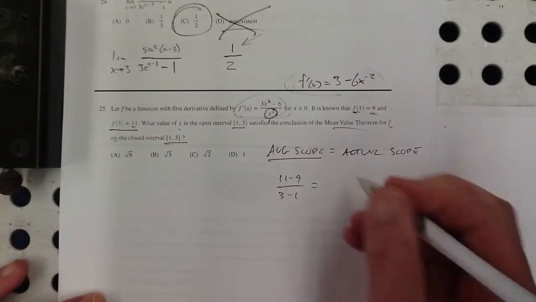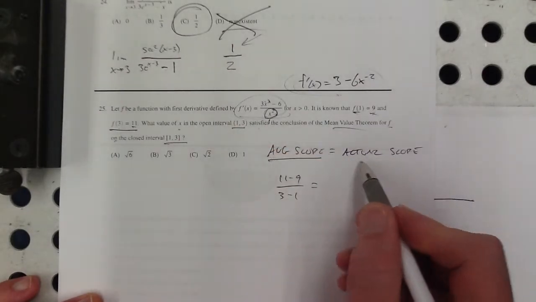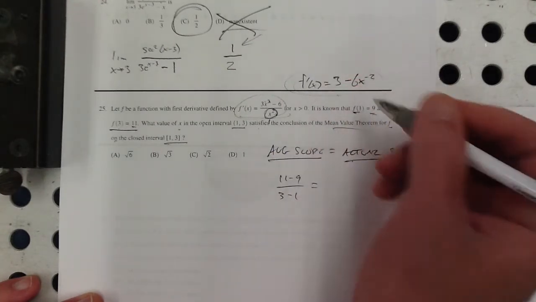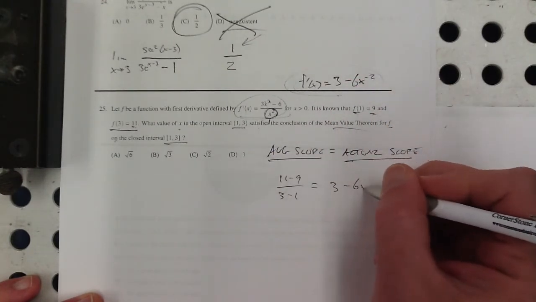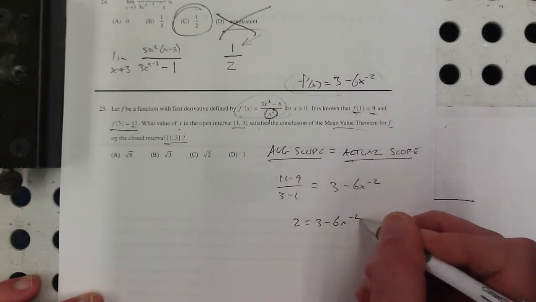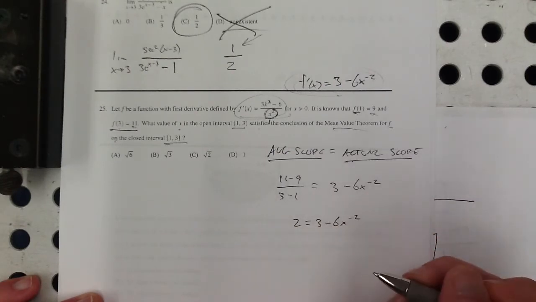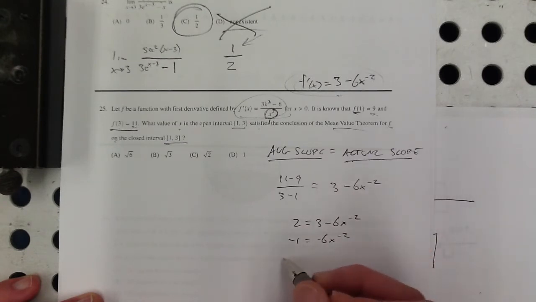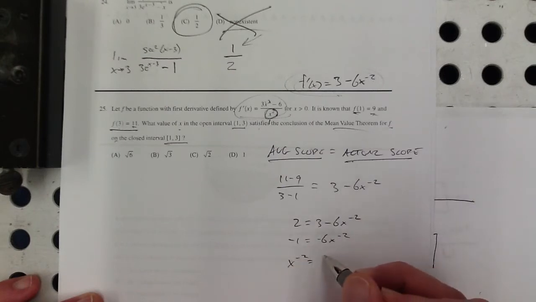and the actual slope is the derivative, which is this. So I guess I'm going to use this version of it. Let's see, subtract the 3 over there. What are we going to do here? So x to the negative 2 is equal to 1/6. So flip over both sides. That means x squared equals 6. So x is the square root of 6.